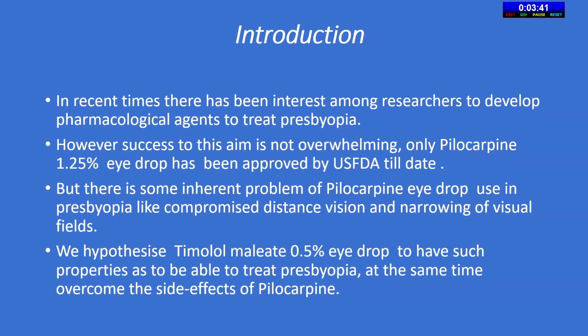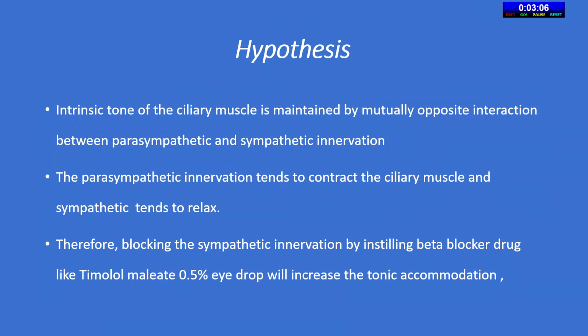In recent times, there has been interest among researchers to develop pharmacological agents to treat presbyopia. However, only pilocarpine 1.25% eye drop has been approved by the US FDA to date, but there are some inherent problems with pilocarpine eye drop, like compromised distant vision and narrowing of visual fields. We hypothesize timolol maleate 0.5% eye drop has such properties as would be able to treat presbyopia and at the same time overcome the side effects of pilocarpine.